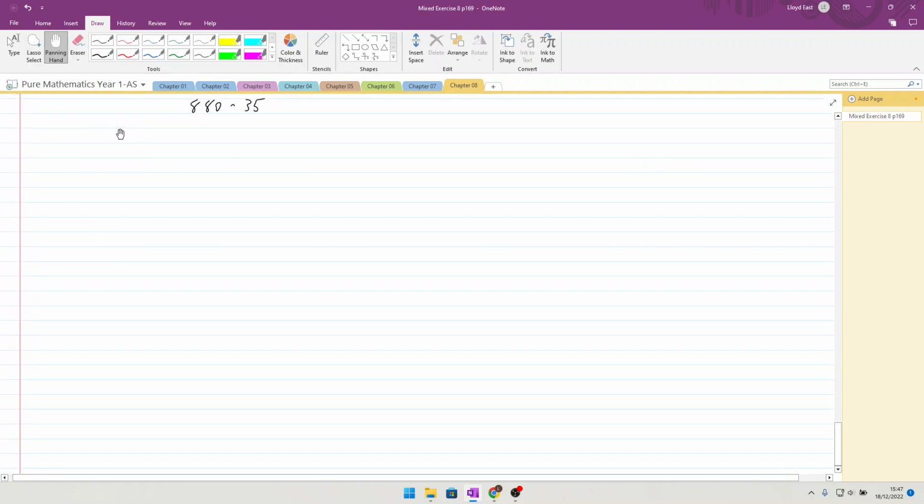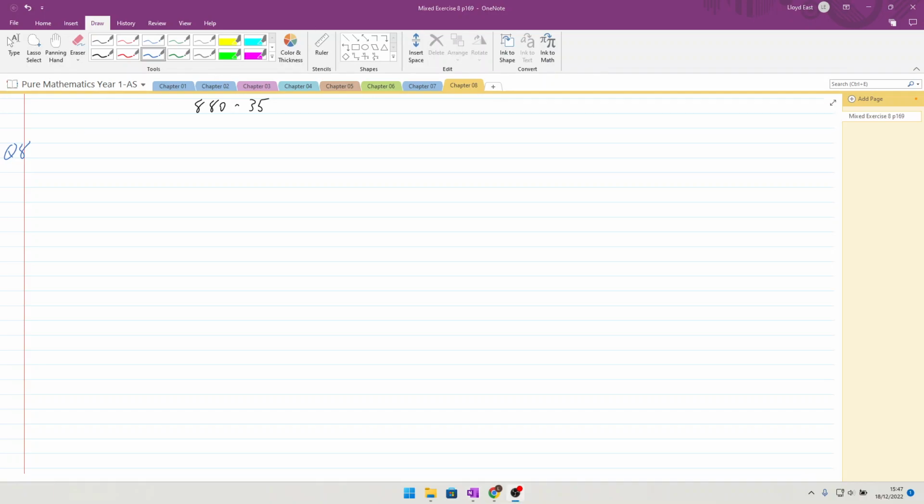Question 7, question 8. Question 8, expand (3 plus 2x) to the power 4 in ascending orders. Give each coefficient as an integer, so they just want the entire thing expanded out. We could multiply it out, multiply it out, multiply it out, but it seems a bit pointless.